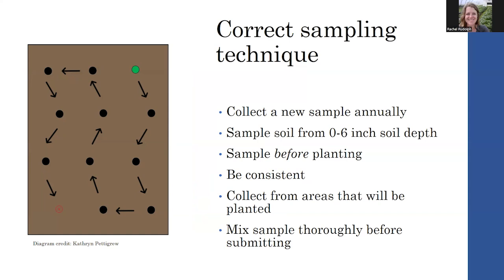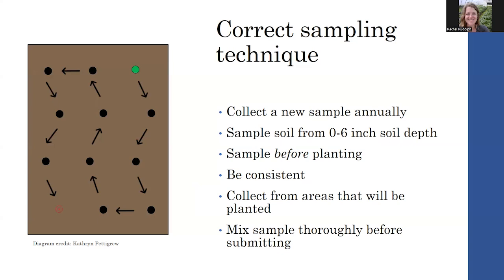For most vegetable crops, you would sample soil from 0 to 6-inch soil depth. You want to sample well before planting. So October and November are a really good time to sample for the following spring. You want to be consistent with your sampling, both in depth and how you're sampling your high tunnel. You want to collect from areas that will be planted. If you are maintaining beds, you wouldn't want to sample in the walkways, for example. And you're going to want to mix your soil sample thoroughly before submitting it to the lab.